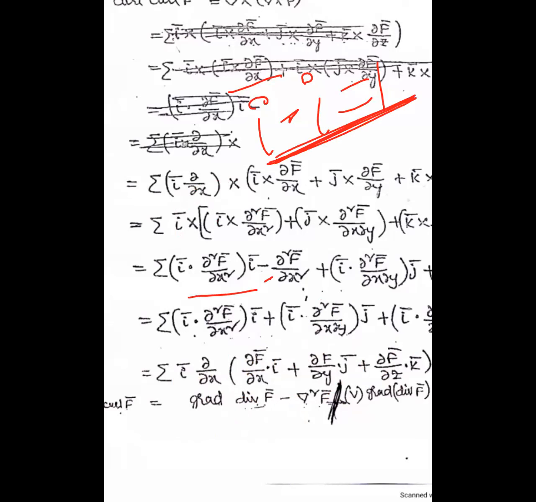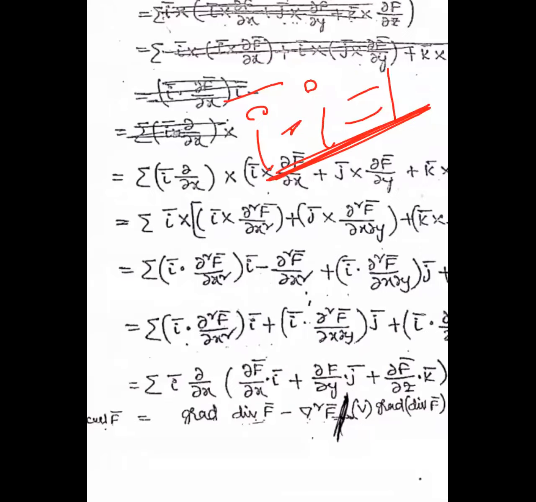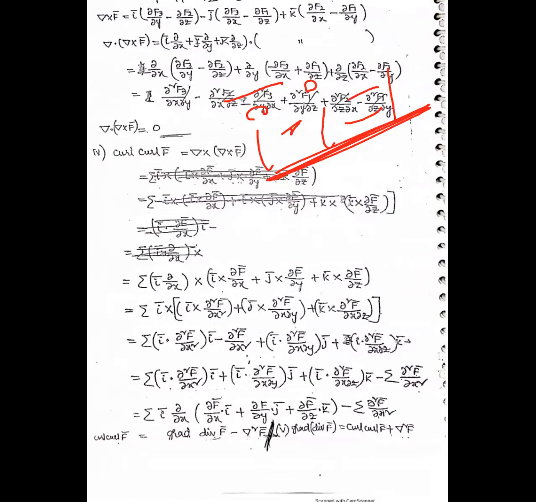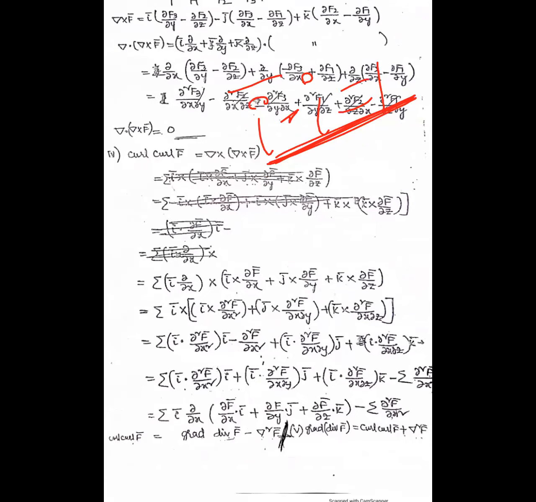So 1 into ∂²F/∂x². Similarly, finding the remaining values also. So the resulting value is i ∂²F/∂x². Similarly, i dot ∂²F/∂x∂y into j bar and i dot ∂²F/∂x∂z into k bar. So observe that ∂²F/∂x² in the last term, the remaining values are written in the first term. So i ∂²F/∂x² into i bar, i dot ∂²F/∂x∂y into j bar, i dot ∂²F/∂x∂z into k bar, and sigma of ∂²F/∂x².